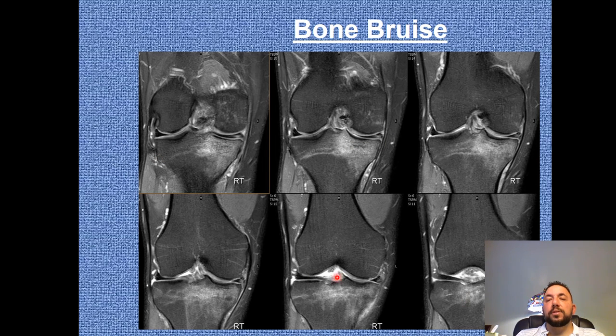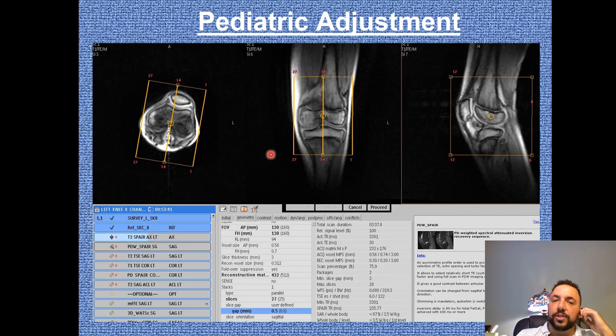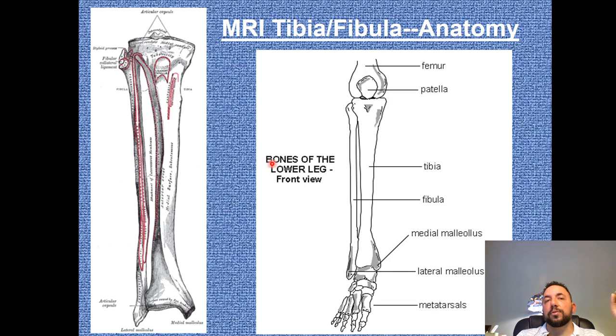Bone bruise, hyper intense signal intensity, pretty obvious and usually traumatic. And pediatric adjustments, thin slices as possible, a small field of view as possible, so that we can get the most optimal spatial resolution that we can.